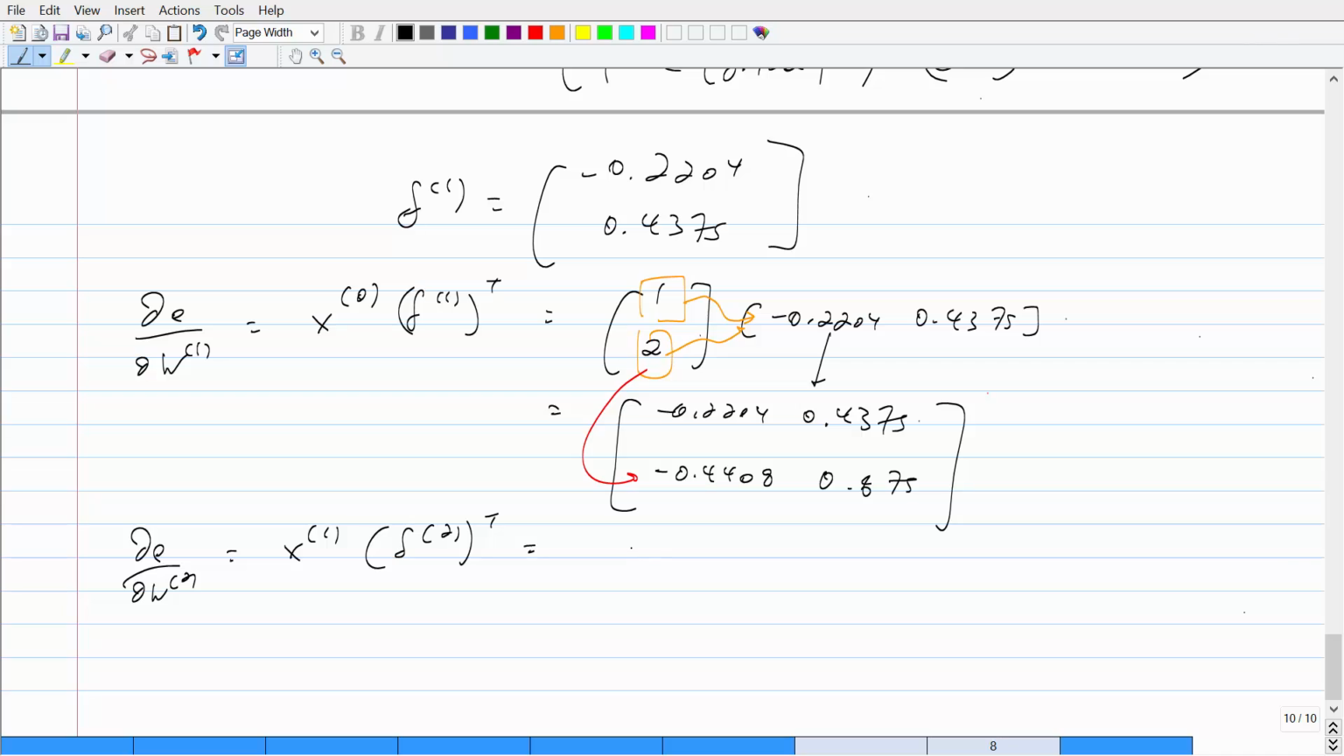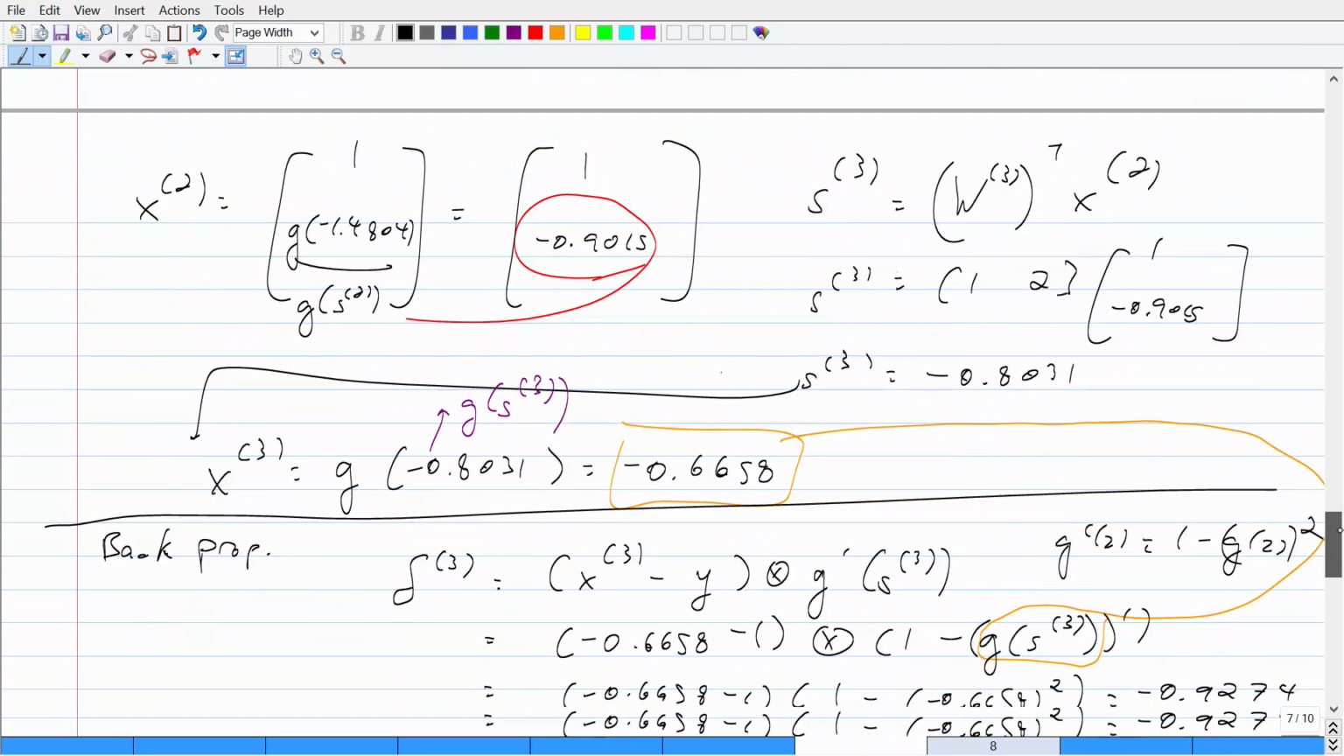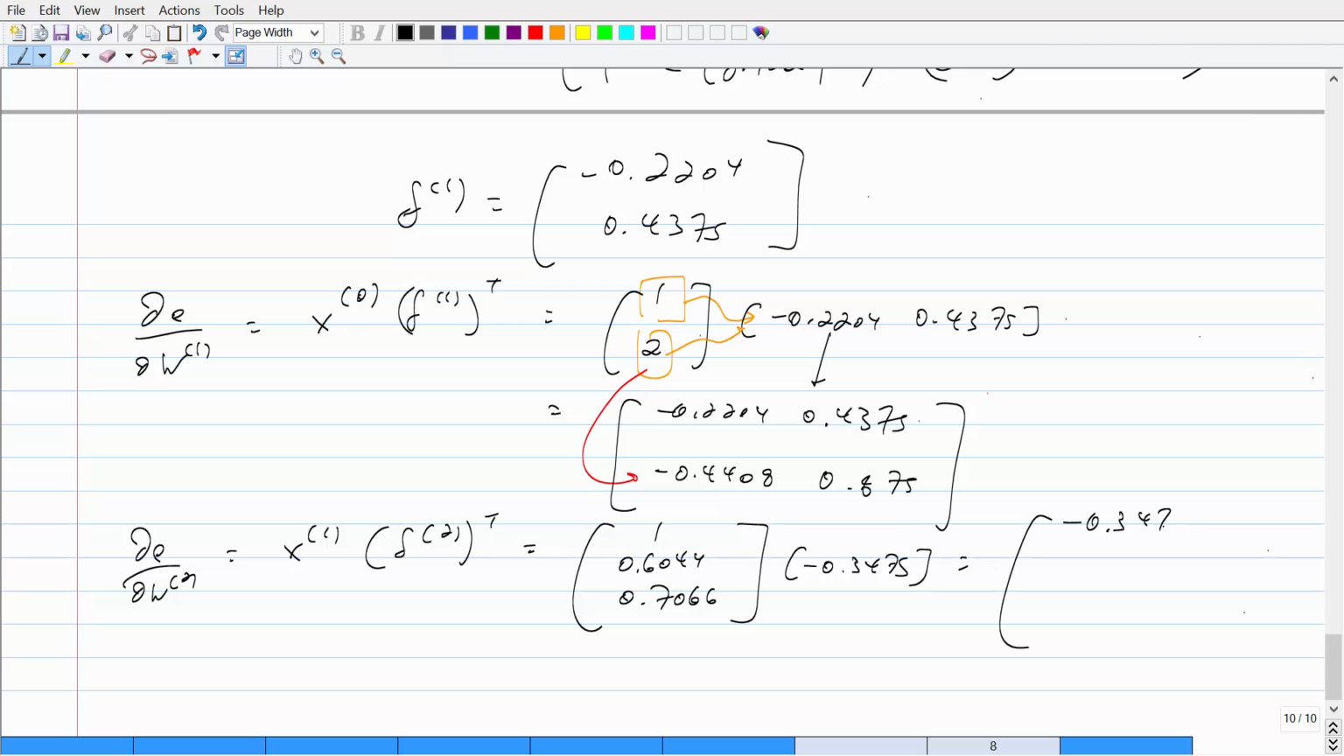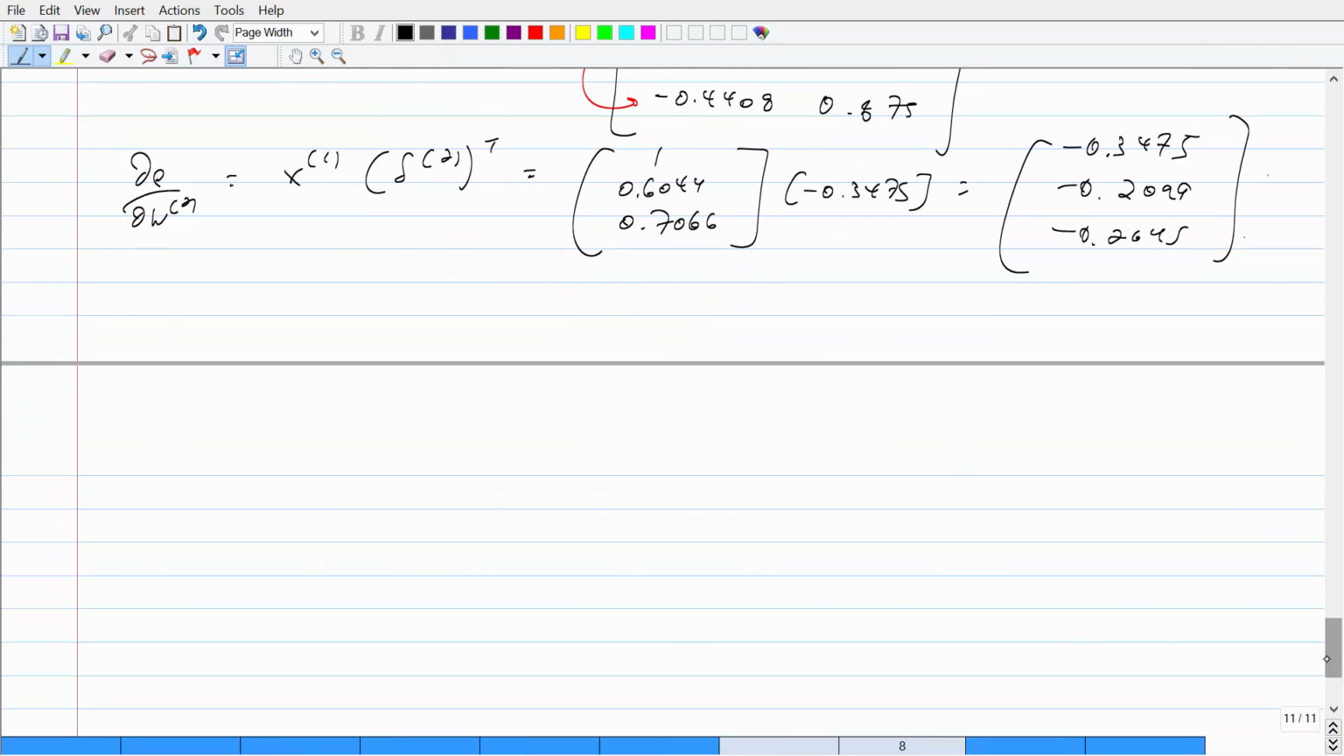Okay, in this case, x of 1 was equal to, what did I have before? Okay, so it was 1, 0.644, 7066. And then delta 2 is equal to just the constant minus 0.3745. This is just a scalar multiplication, so when you multiply this out, you get minus 0.3475, minus 0.2099 and minus 0.2645. Okay, so those are the weights between the first and second hidden layer.